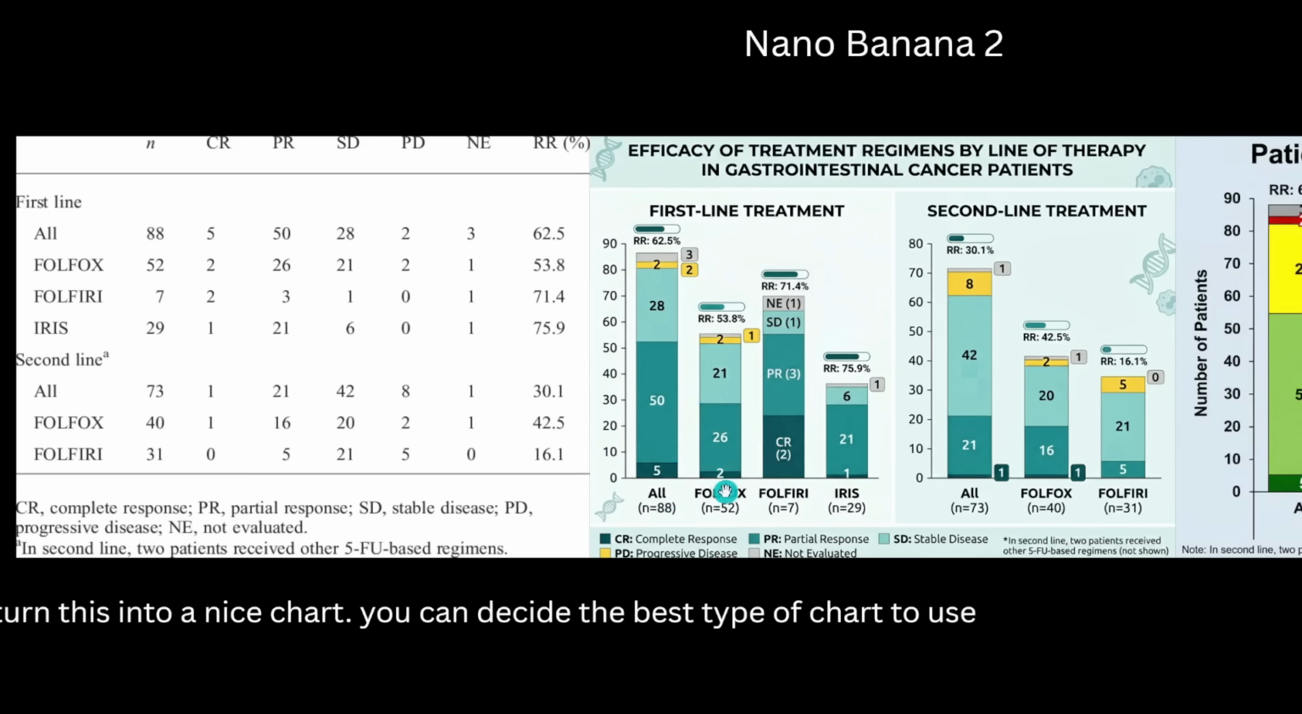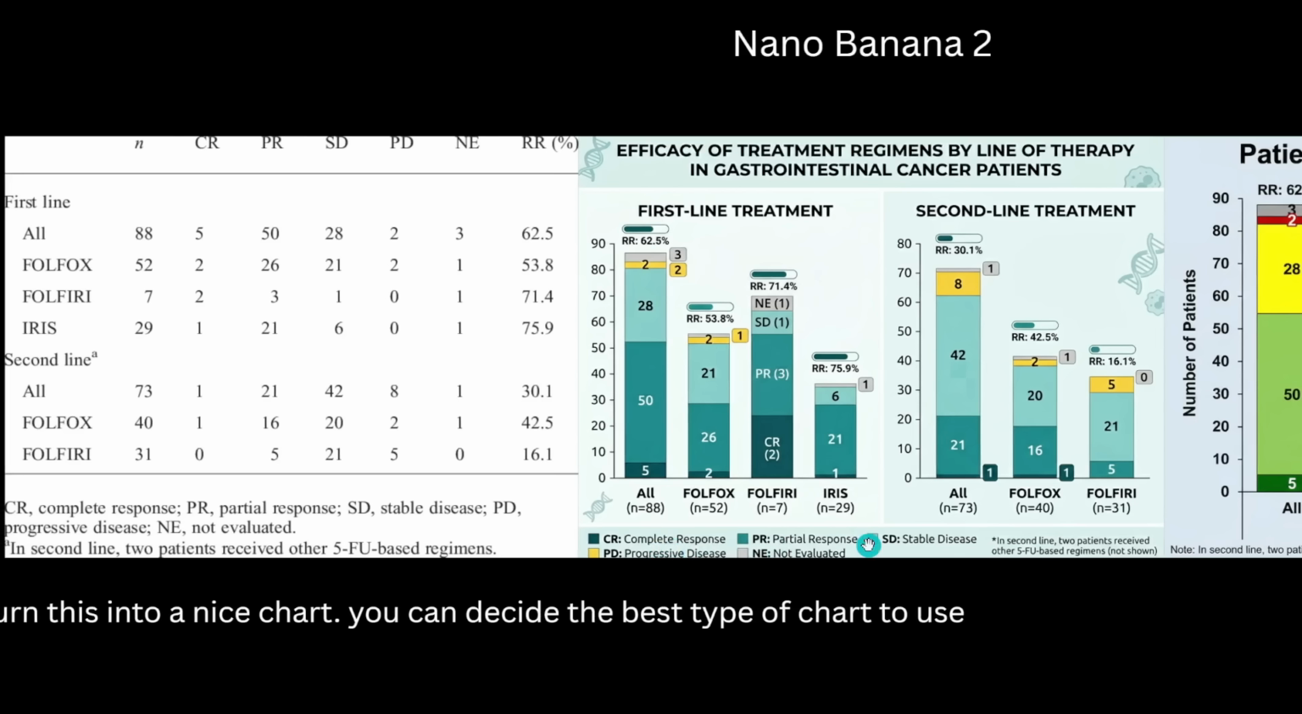So if I compare the first 2 bars, here the total sample size is 88, which is correct. And then we have 5, 50, 28, 2, and 3, which is what we have here. And then for this RR%, it's 62.5, which is correct. And then for full Fox, the sample size is 52, which is correct. Then we have 2, 26, 21, 2, and 1, which are correct over here. And then we have 53.8, which is the RR%, which is correct. It even added a nice legend at the bottom, plus some nice styling for this chart.